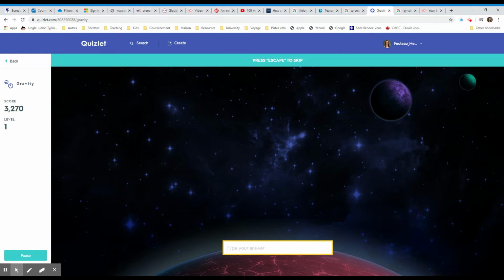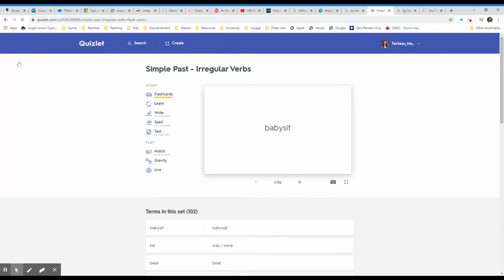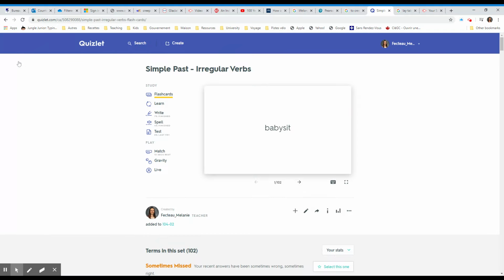So you have to write the past participle of what you see coming. I said the past participle, but it's simple past. So this is how you use Quizlet to study the simple past of irregular verbs.